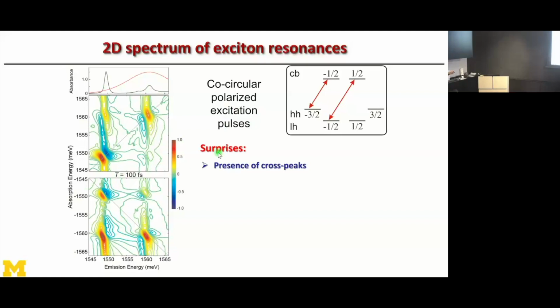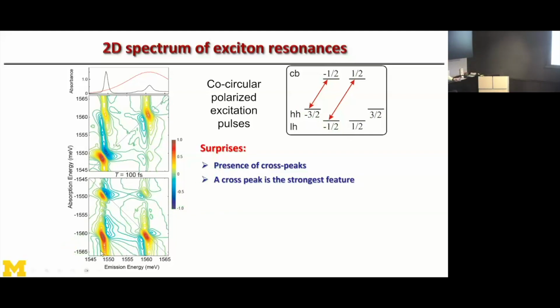Well, this is the magnetic substates. So we have -3/2, +3/2, -1/2, -1/2. So co-circular. This looks like two uncoupled transitions, so you would expect no cross peaks from that simple picture. The other thing is, not only that, look at the cross peak, it's the strongest feature.